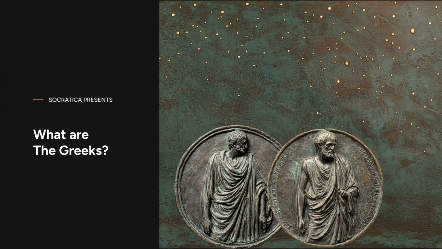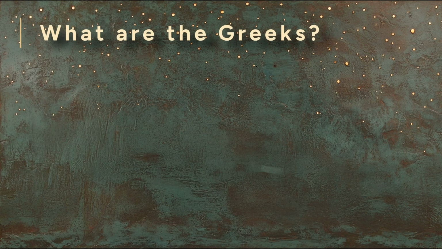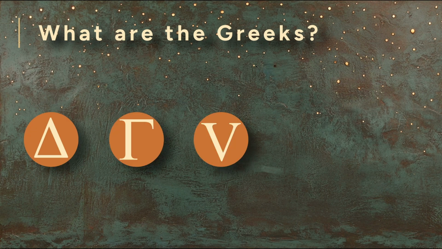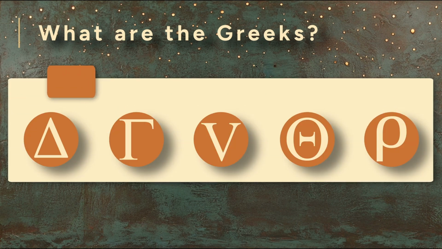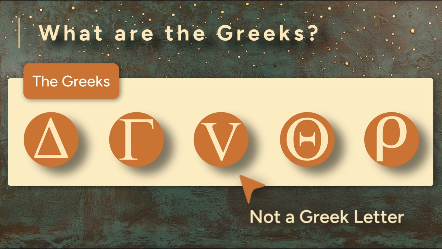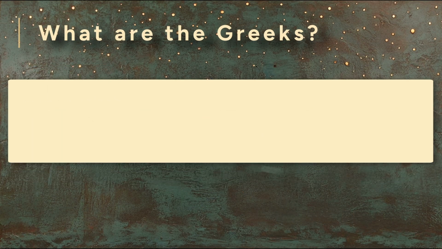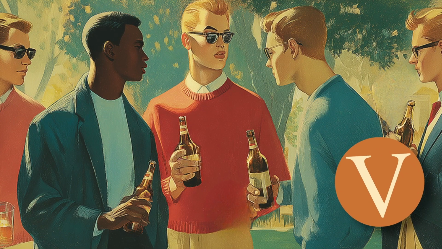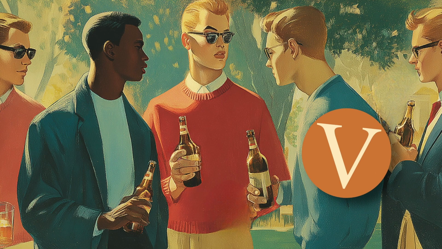The Greeks, that is. Let's meet our cast of characters. Delta, Gamma, Vega, Theta, and Rho. These are the key Greeks in options trading. Yes, we know Vega isn't actually a Greek letter, but let's just say it snuck into the fraternity and nobody had the heart to kick it out.